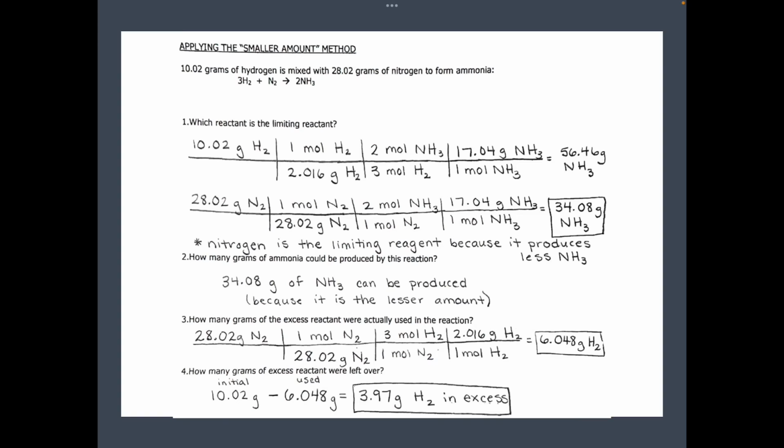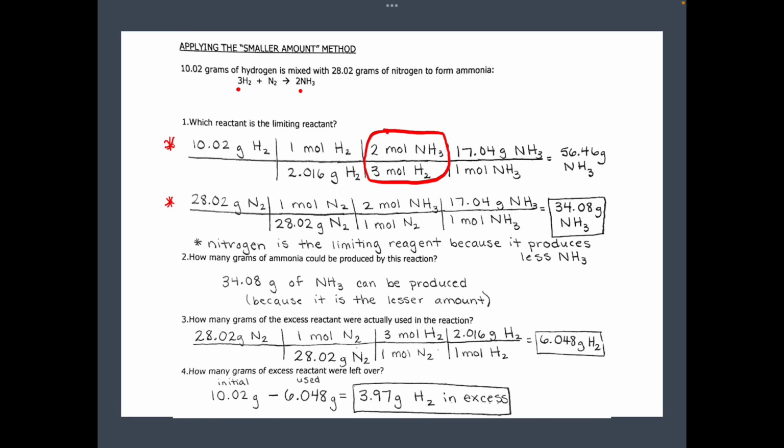Alrighty, so in this first one, like I said, you are going to need to make two separate train tracks, one for hydrogen and one for nitrogen. For hydrogen, we're going to change our grams into moles using the molar mass just like we did before, and then we're going to use the mole ratio, that's that step here, which says for every 3 moles of hydrogen, we're going to make 2 moles of ammonia. And then we'll use the molar mass to turn our moles of ammonia into grams of ammonia.